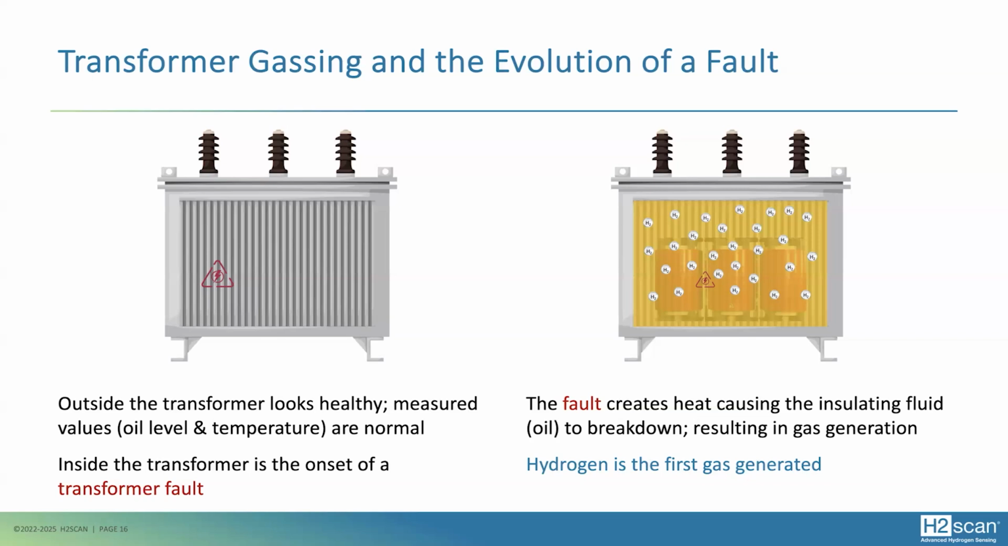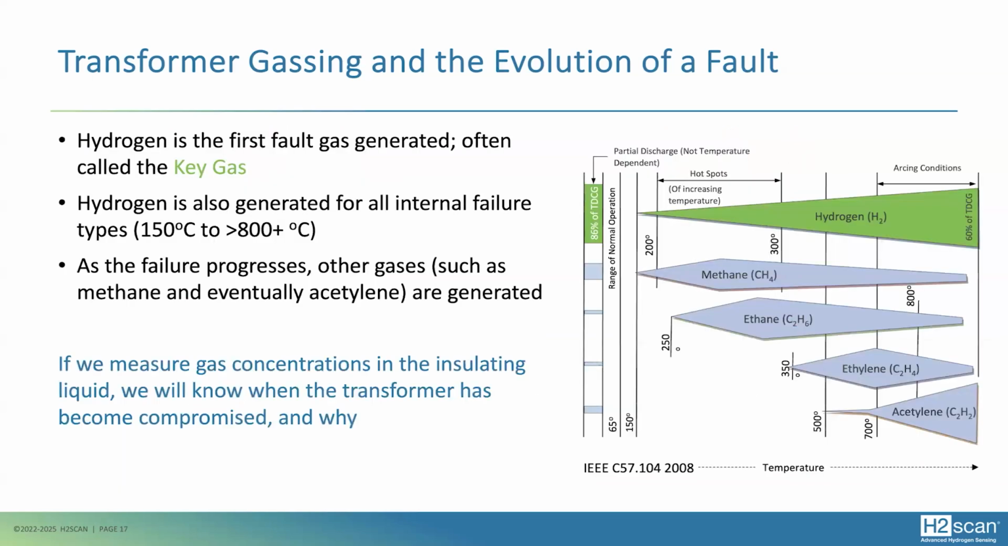That hydrogen will dissolve into the oil and it'll spread modestly evenly through the transformer, and the concentration of the oil will reach a steady state equilibrium fairly quickly. So hydrogen is the first fault gas generated, and it's one of the reasons we call it the key gas. Some people call it fault gas, first fault gas, first gas.